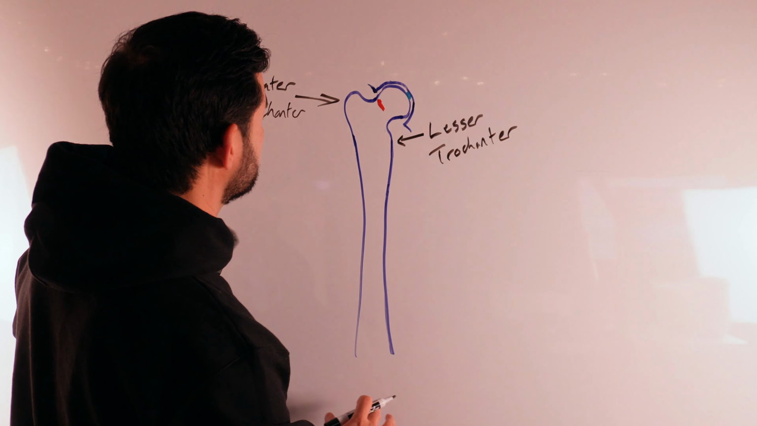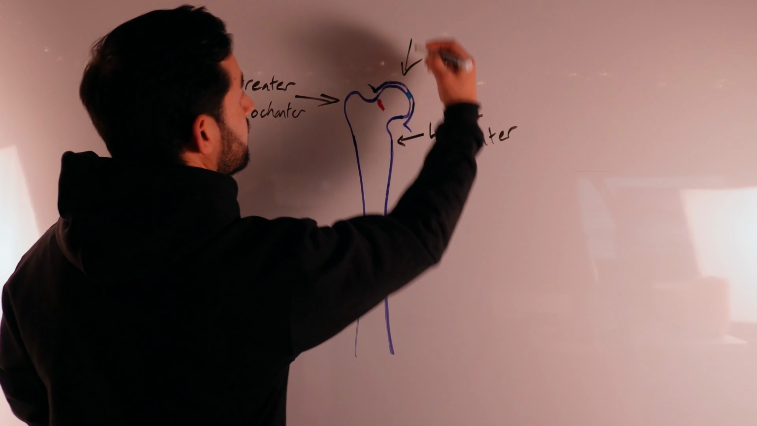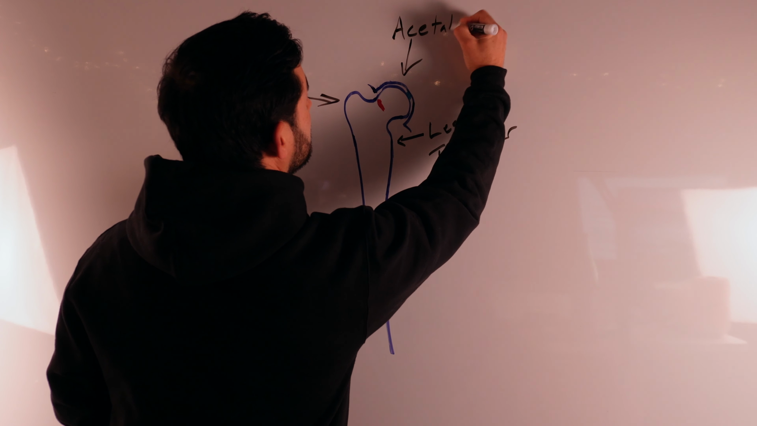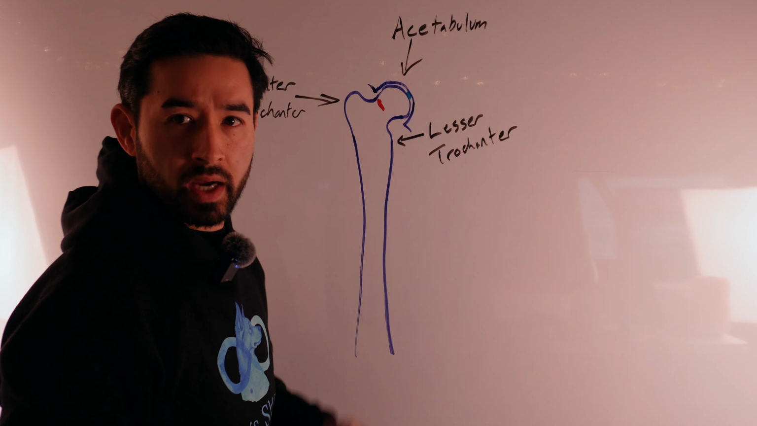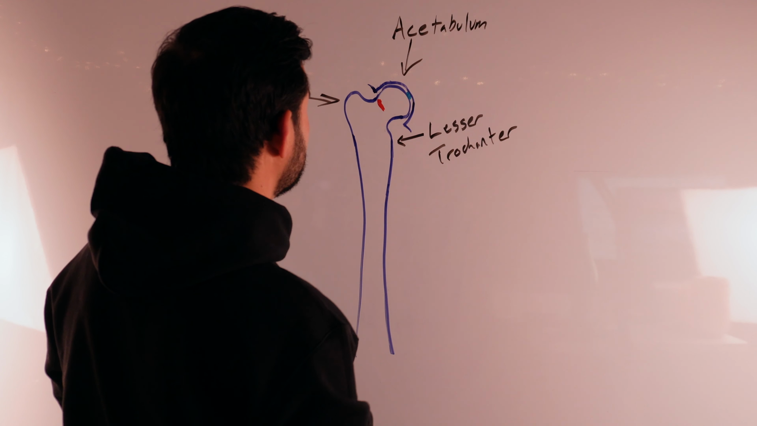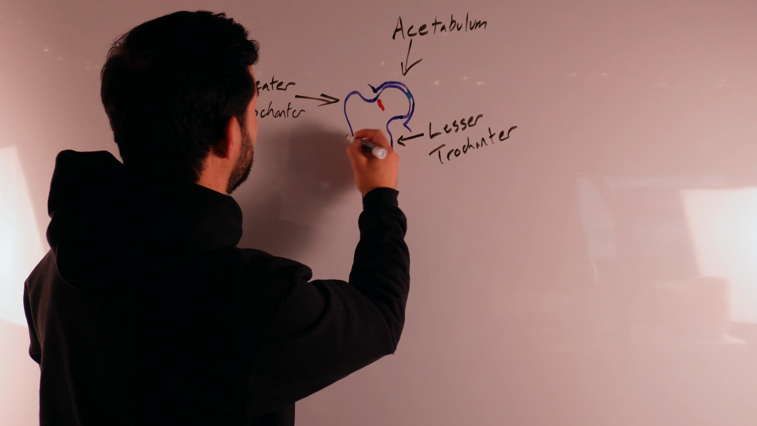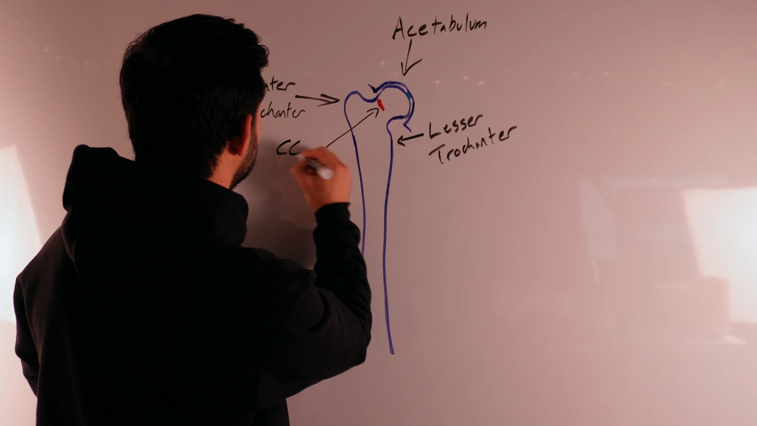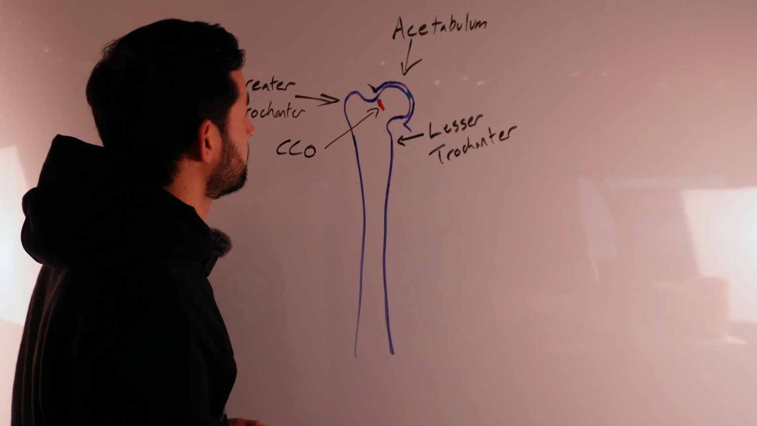This again is the caudal view of the femur. This here is the acetabulum. This is where the head of the femur fits into, right? The femur connects into the pelvis here. This here is going to be the CCO line. So we'll go ahead and draw that in. That is the CCO, or the caudolateral curvilinear osteophyte.